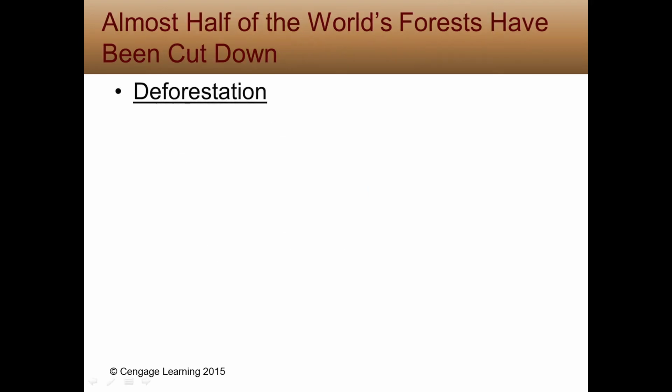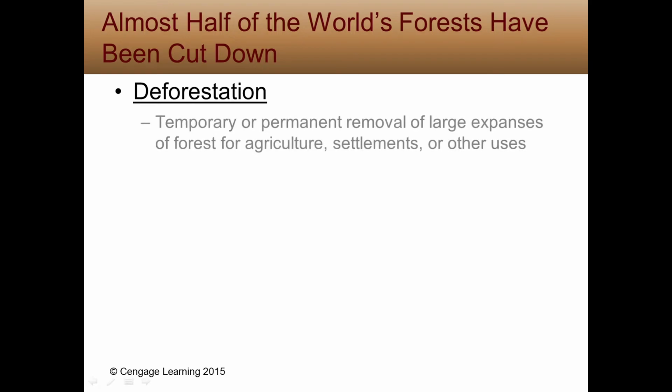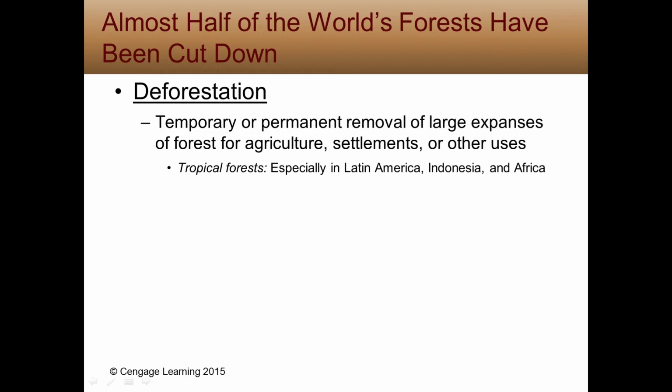So deforestation. Very specific example. We have temporary or permanent removal of big chunks of forest for agriculture, to build on, for other uses. In less developed countries, the big target is tropical forests: Latin America, Indonesia, Africa. If you remember boreal forest, coniferous forest, spruce moose biome, taiga, all the same thing, we're looking at primarily Russia and Canada.